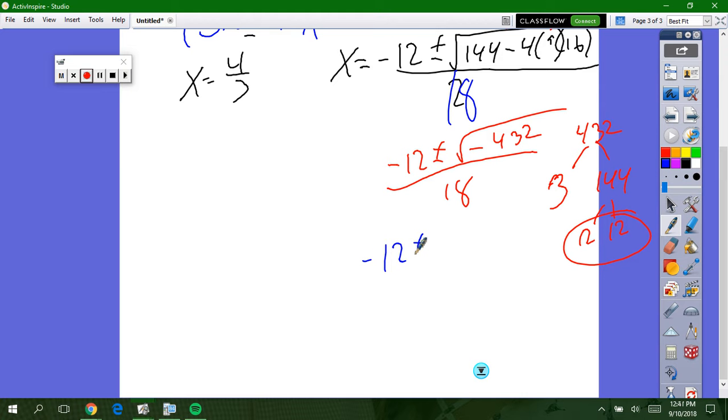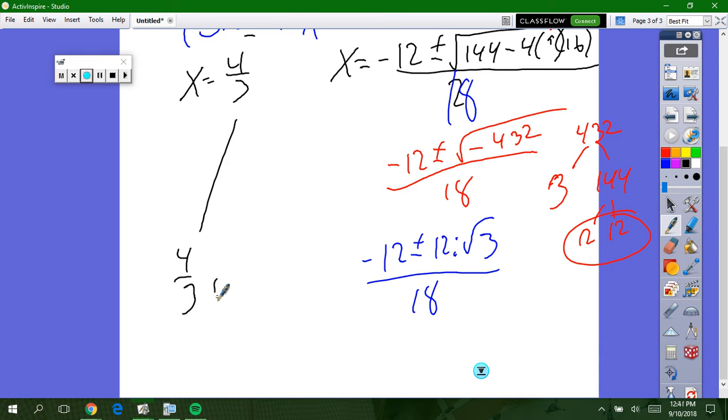Negative 12 plus or minus 12i root 3 all over 18. What do they all have in common, Aaliyah? Okay, they do have a 6. That was correct. So the first result I had was 4/3. Now when I divide all these guys, I get negative 2 plus or minus 2i root 3 all over 3.